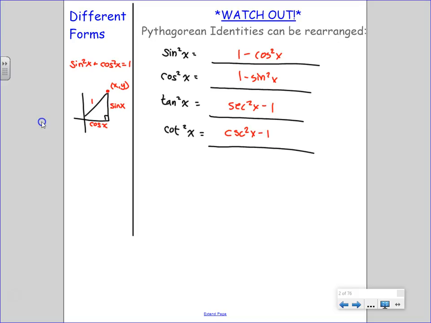Real quick before we move on. Did I already show you guys? I don't think I did. How you can use sine squared x plus cosine squared x equals 1. How that's the fundamental identity and you can use it to find the other two.